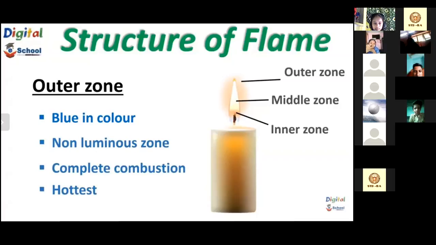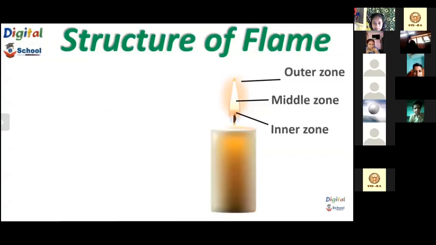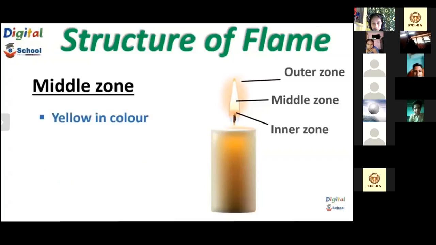Now the middle zone. The same, just the opposite things. The middle zone is yellow in color because it doesn't get enough or adequate oxygen. It is the luminous zone.